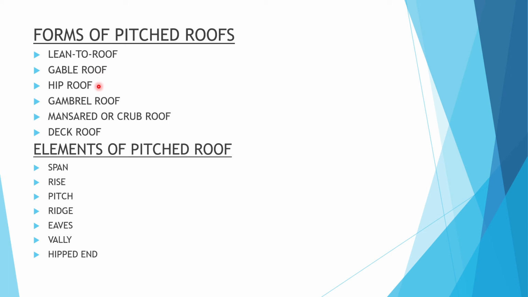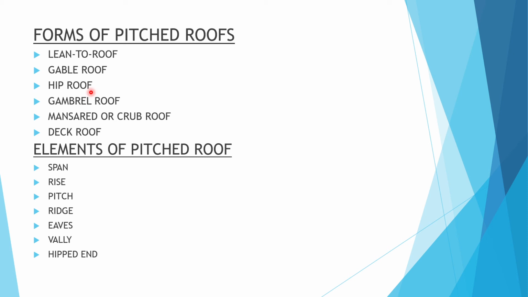Next, third one is hip roof. Hip roof is formed by four sloping surfaces in four directions. At the end faces, sloped triangles are formed.